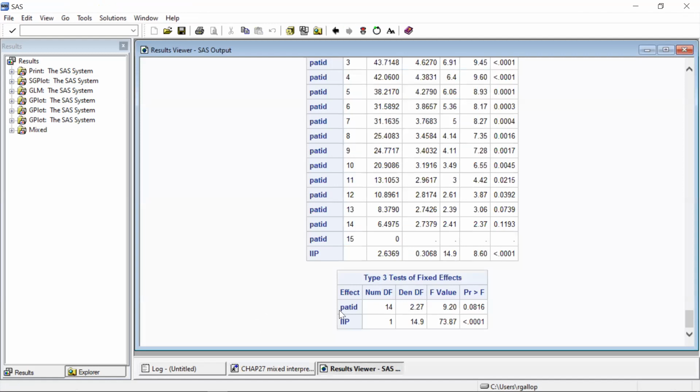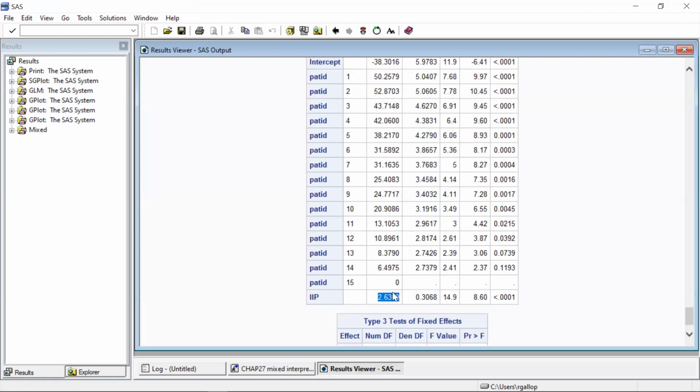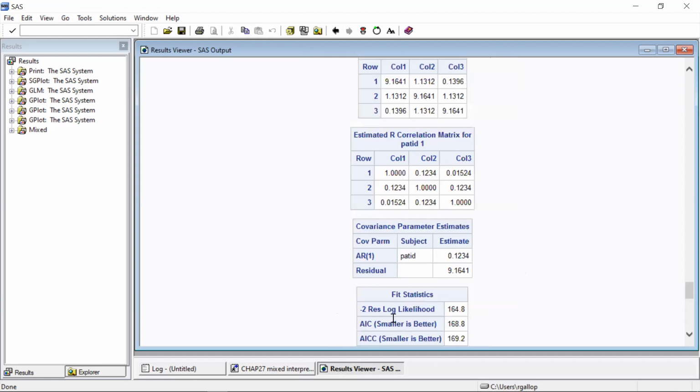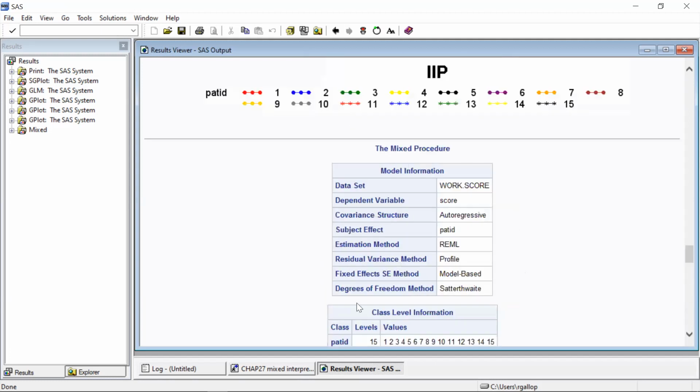So when I fit this, here's the coefficient for IIP. On average, we see a positive coefficient. It says for every unit increase in IIP, inventory of interpersonal problems, depression increases by 2.64 units on average. And again, we're fitting one common estimate across all patients. So we got that, but let me go through the whole output.